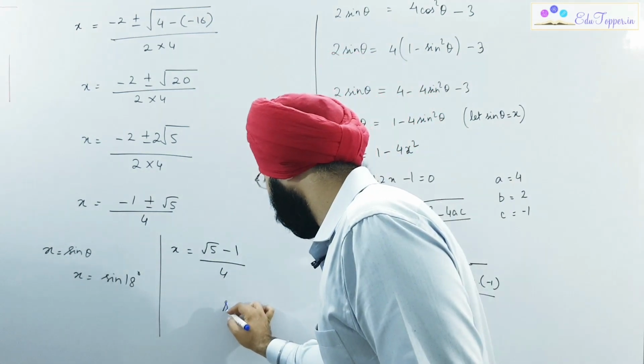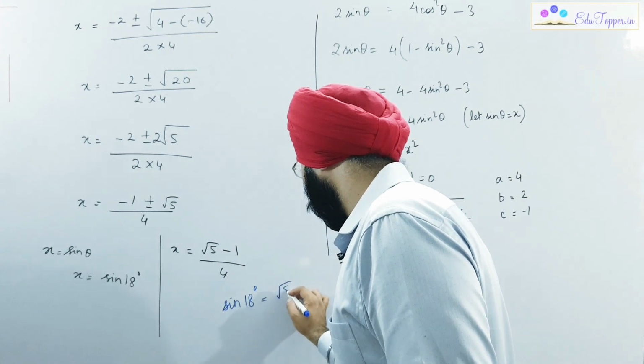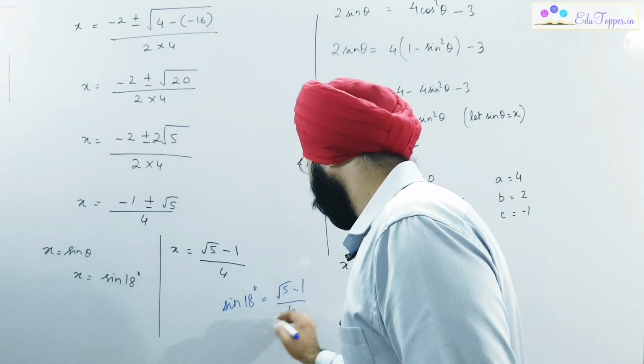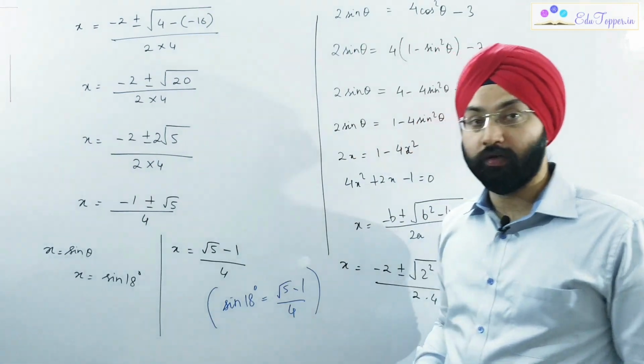Therefore, sine 18 degrees will be equal to root 5 minus 1 over 4. This is the value that we were looking for.